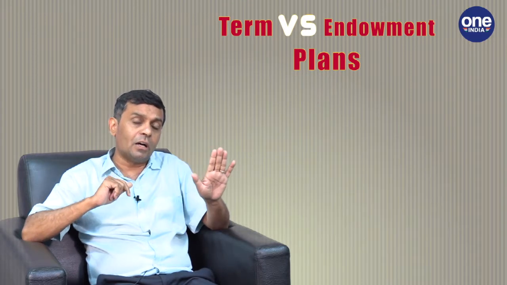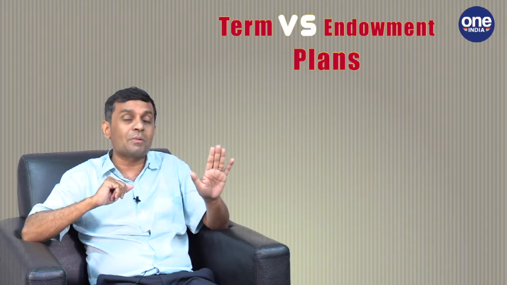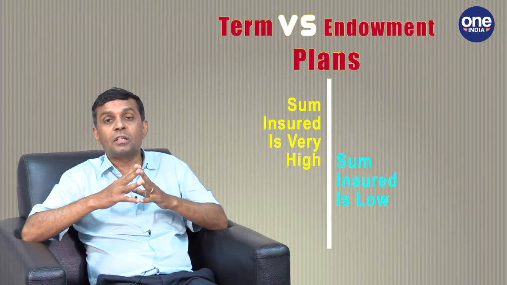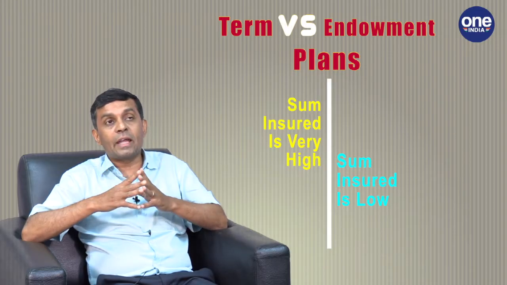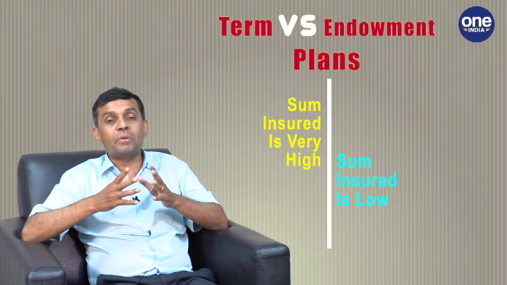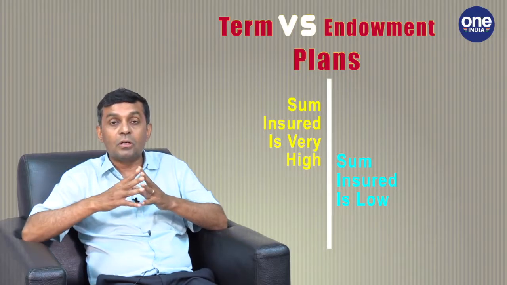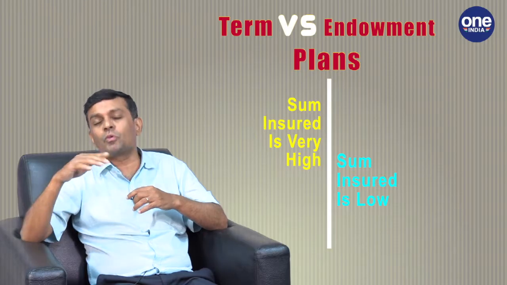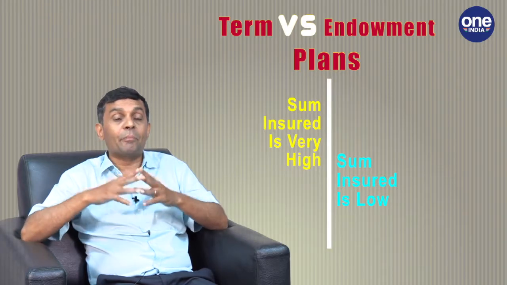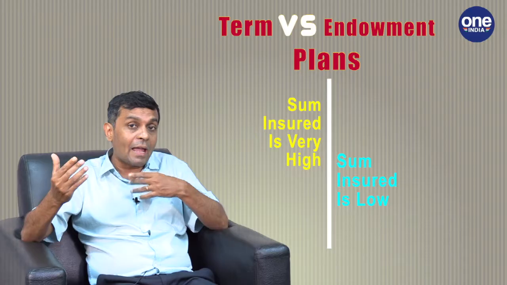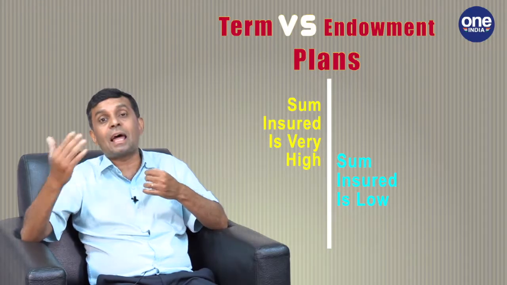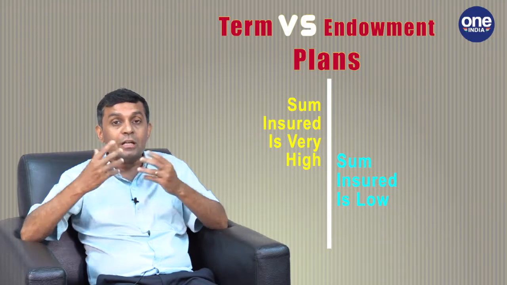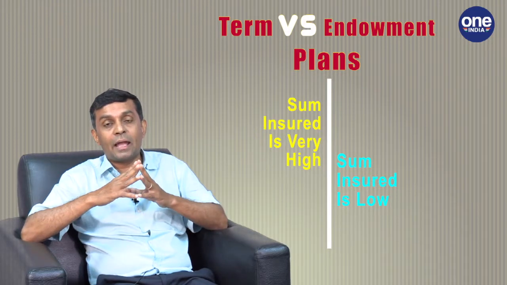The other difference is that in the term insurance plan, the insurance amount is very high. Typically for a non-smoker who's aged 30 years, you could get a 1 crore policy for a premium of 8, 9, 10, 11,000. But to get a 1 crore policy under an endowment policy, you would have to pay a very, very high premium, simply because if the policyholder remains alive, he gets it back after that specified period. So the insured amount is not really high.